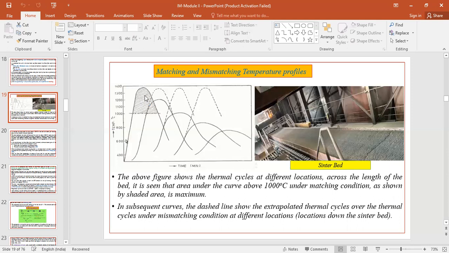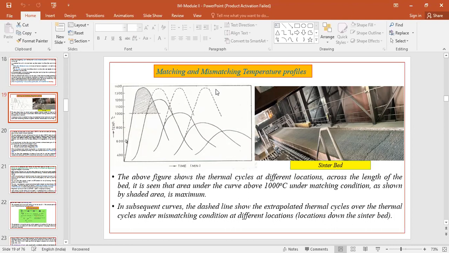And ideally, the temperatures of all the layers present in the bed should look like this. The dotted line shows the ideal condition. If this is followed, then all the layers of the sinter bed are undergoing proper sintering. And this will happen only if the flame front and the heat front match together.